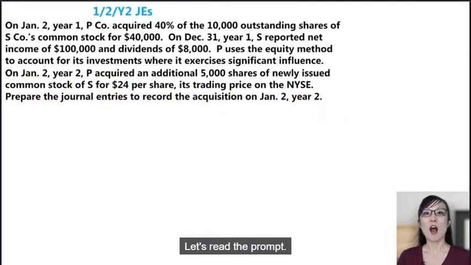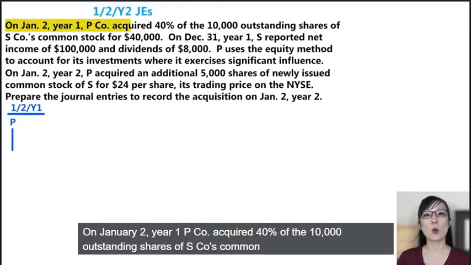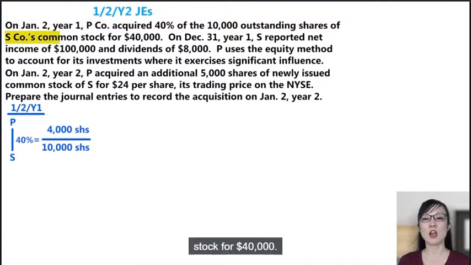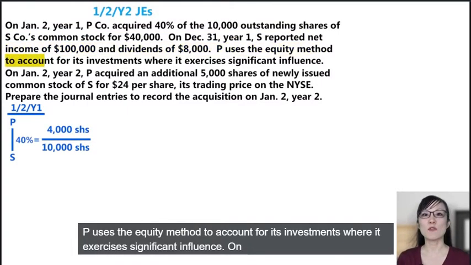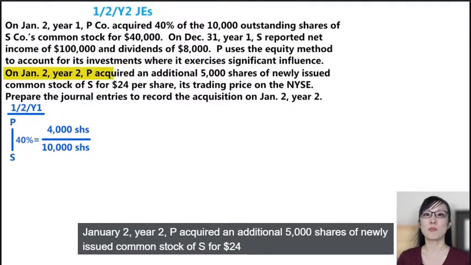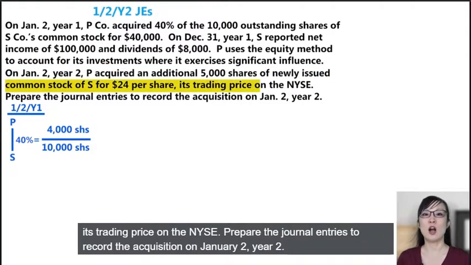Let's read the prompt. On January 2, year 1, PCO acquired 40% of the 10,000 outstanding shares of ESCO's common stock for $40,000. On December 31st, year 1, S reported net income of $100,000 and dividends of $8,000. P uses the equity method to account for its investments where it exercises significant influence. On January 2, year 2, P acquired an additional 5,000 shares of newly issued common stock of S for $24 per share. Its trading price on the NYSE. Prepare the journal entries to record the acquisition on January 2, year 2.